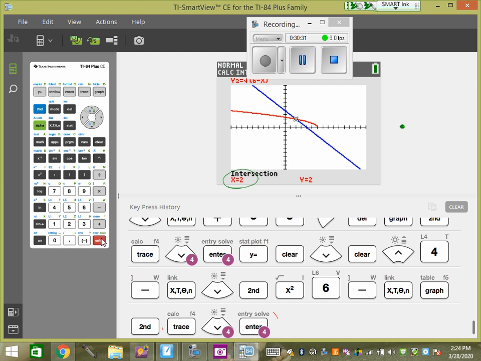The other answer was 5. Let's check it out. 3, 4, 5. No solution, right? It's not crossing there. Even though both answers were in the domain, 5 doesn't work.